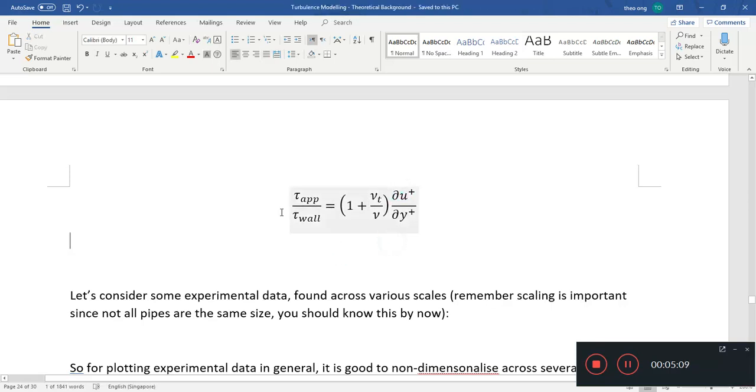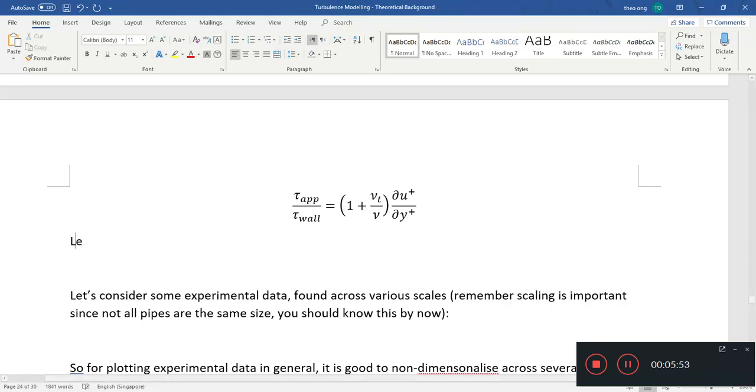We are almost ready, except for one small problem. If you see on the left hand side, we have this ratio of the apparent shear stress over the wall shear stress. Okay, yeah, the apparent shear stress over wall shear stress, and that makes it a little bit more difficult to do curve fitting or data fitting. Okay, because we don't know what the gradient of u plus over y plus is. This is a big unknown, and that is something we'll need to deal with.